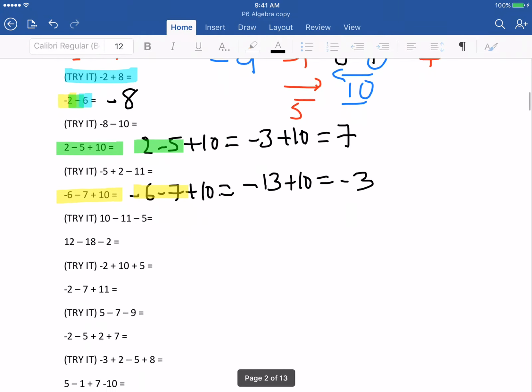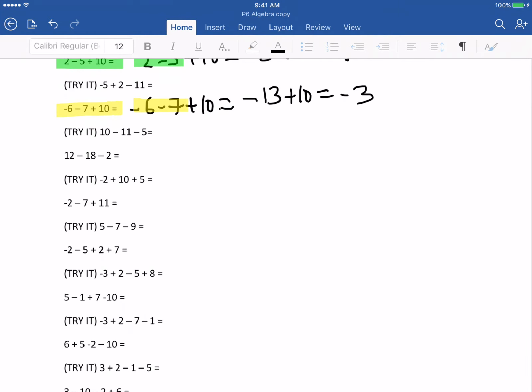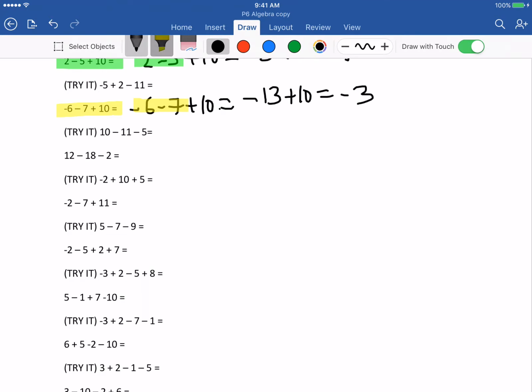Okay, let's move on. So for all the try it questions, please pause the video and go and try it. Once you are done, resume back. How you're going to do it, remember it's just the jumping method. In more complicated questions like this, what you need to do is break it up. You do two numbers by two numbers. Okay, let's move on to the next one.